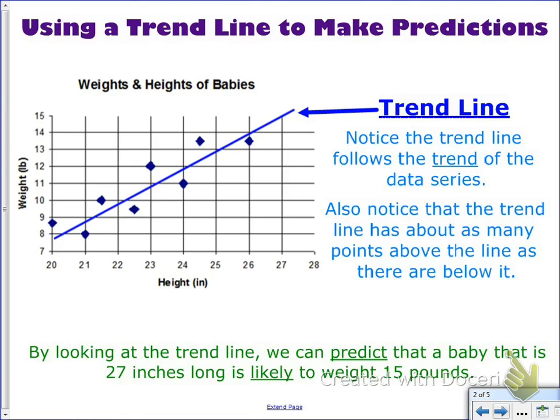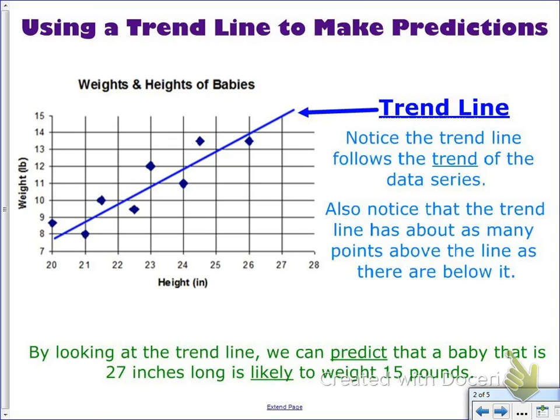So if you look at the green down below, it says we want to predict that a baby who is 27 inches long, we want to predict how much that baby will possibly weigh. Now this is a prediction. This is not an accurate answer. This is an answer based on pattern of seeing how this trend is growing.